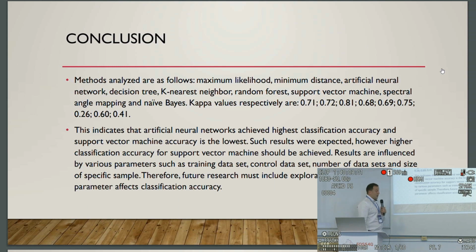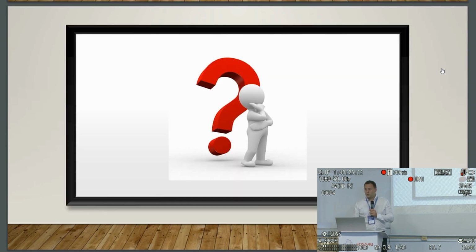Future work should include detecting how the training data samples and the size of the training data samples affect the classification results. Okay, I believe that is it. It was short, under 10 minutes or more.